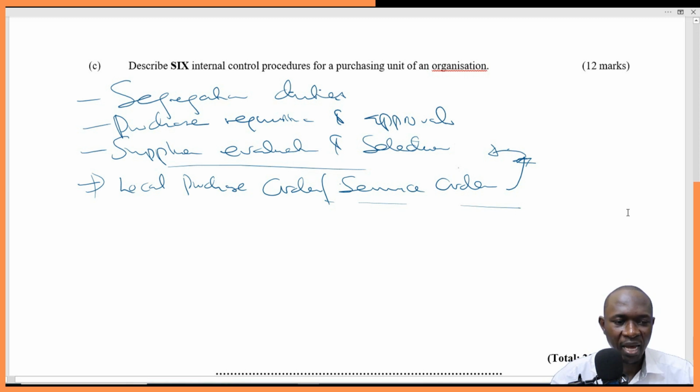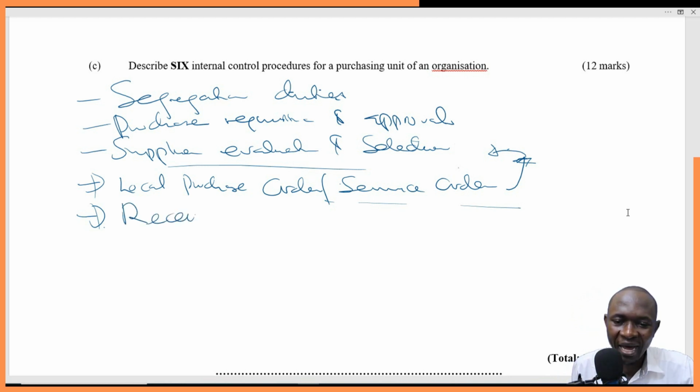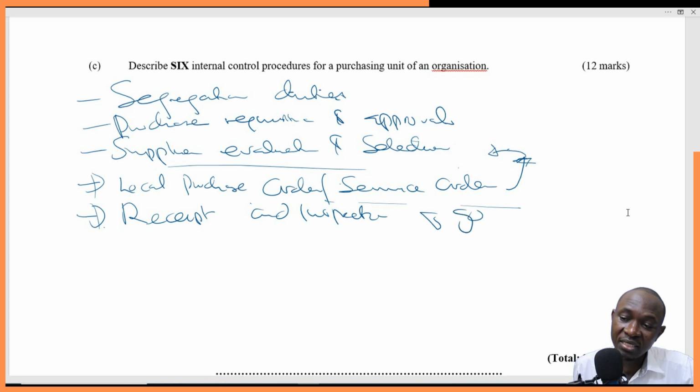All these things should leave behind some sort of documentation that will help the auditor. Then, of course, you also have the quotations. The quotation will be sent, and then it will go through the audit committee and pick the supplier who will now supply the goods. And when the goods reach the organization, we need to have a receipt and inspection of goods. Receipt of goods, we normally talk of delivery note, and inspection of goods, just to confirm if the goods that have been received are actually the ones that were ordered for.